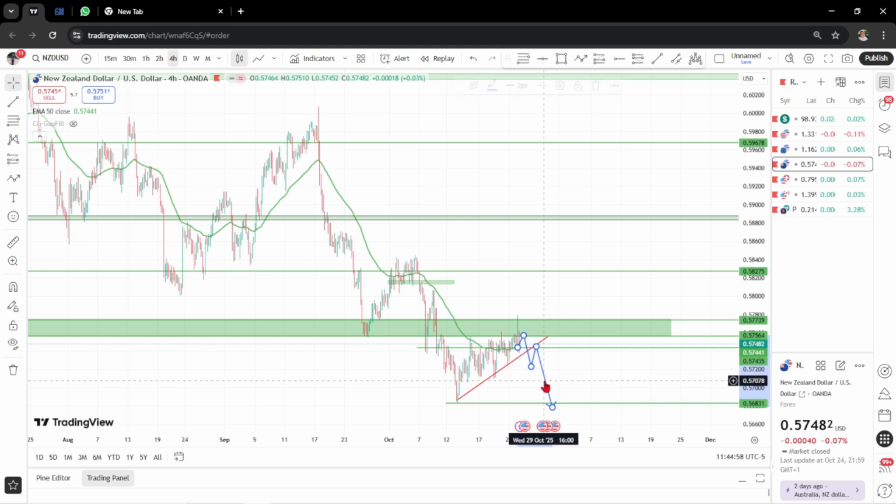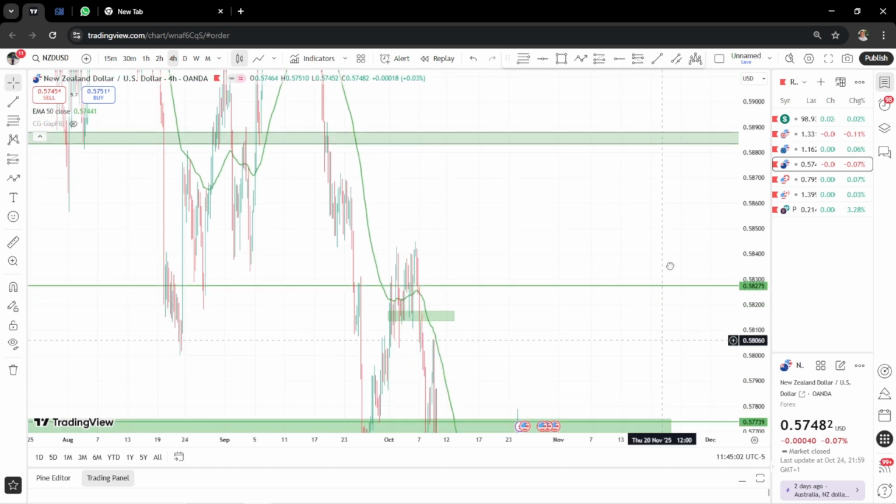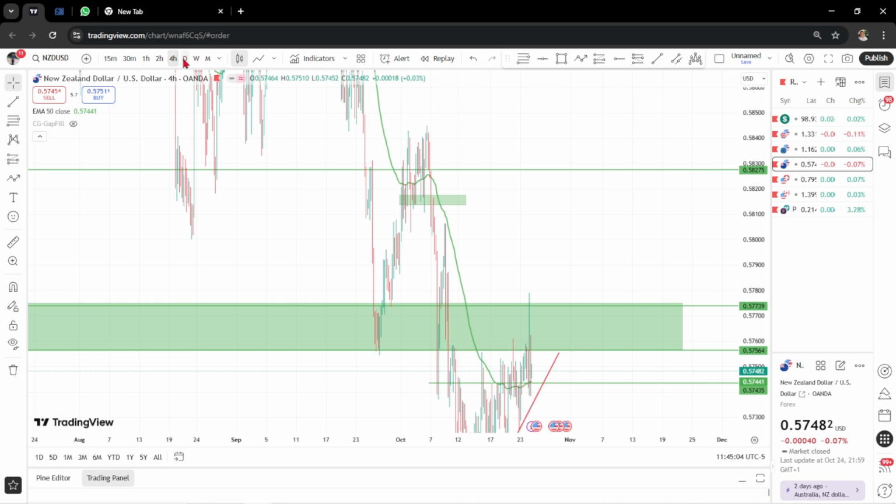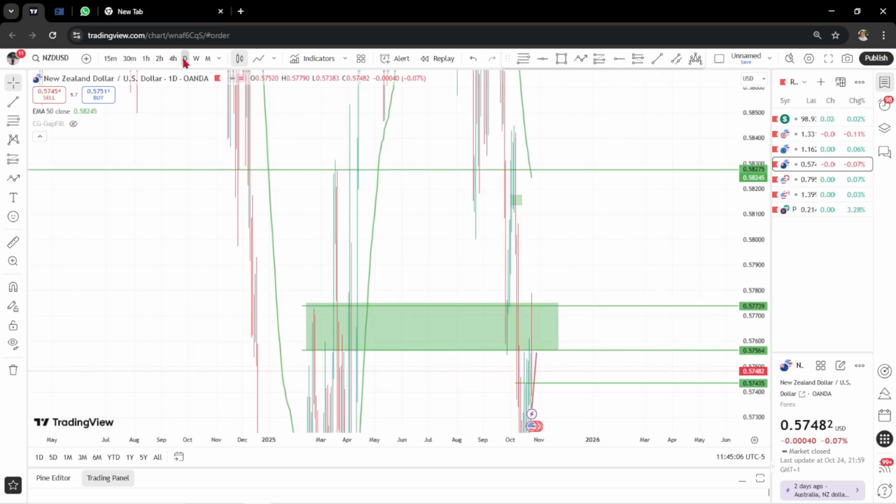Next on my list is NZDUSD, one of my favorite bets this week. This is going to be my favorite bet this week. Let me show you how this market is moving on a daily time frame.